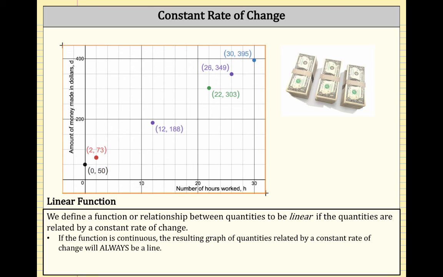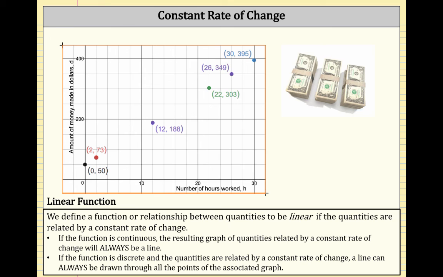If a function is continuous, the resulting graph of the quantities related by a constant rate of change will always be a line. If the function is discrete and the quantities are related by a constant rate of change, a line can always be drawn through all the points of the associated graph. Now in this situation, what we don't know is what the employer's policy is. Do they pay you for any amount of time you work, which would mean that the time is measured, and that would be a continuous function? That means all dots are possible, and these just represent a few dots taken from the situation. Or perhaps the function is discrete.